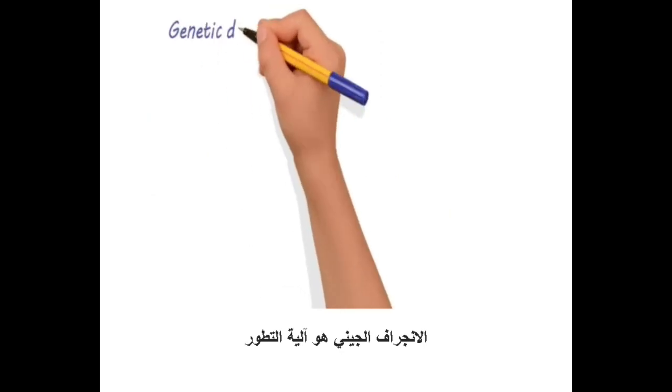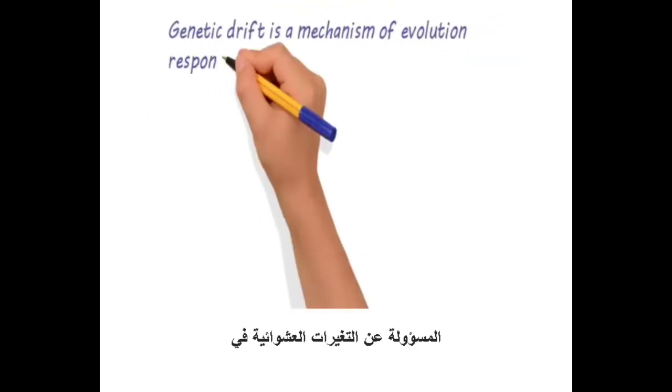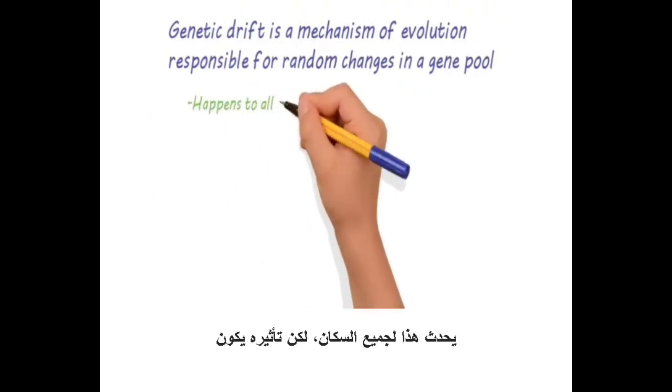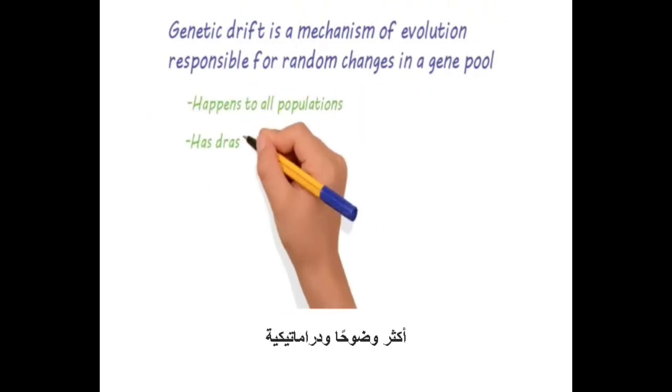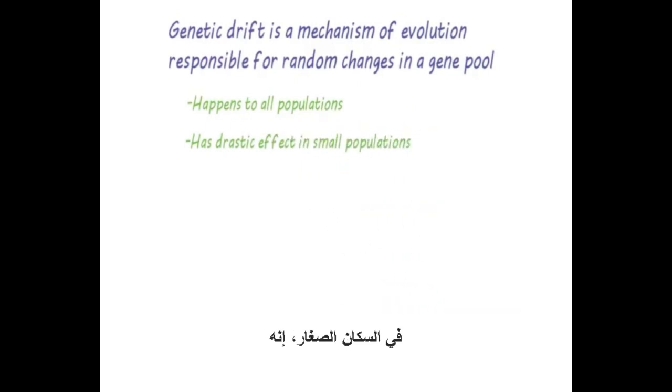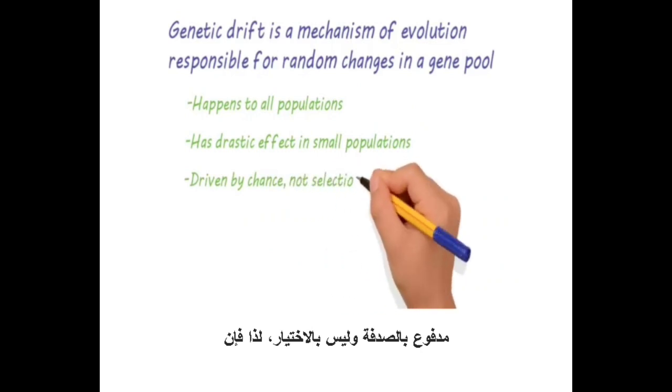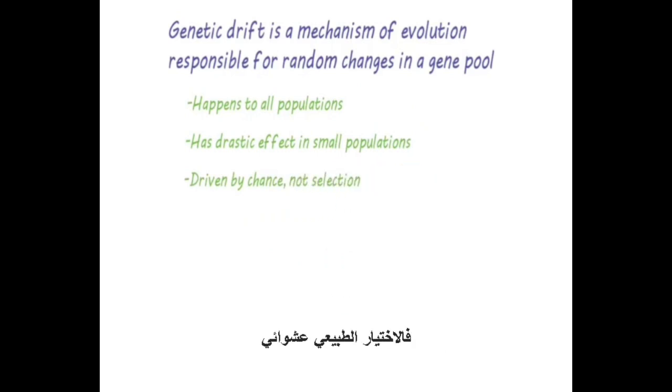Genetic drift is a mechanism of evolution that's responsible for random changes in a gene pool. It happens to all populations, but it has a much more visible and drastic effect in small populations. It's driven by chance and not selection, so evolutionary fitness doesn't matter here. It's all random. Natural selection doesn't come into play when we're looking at genetic drift.